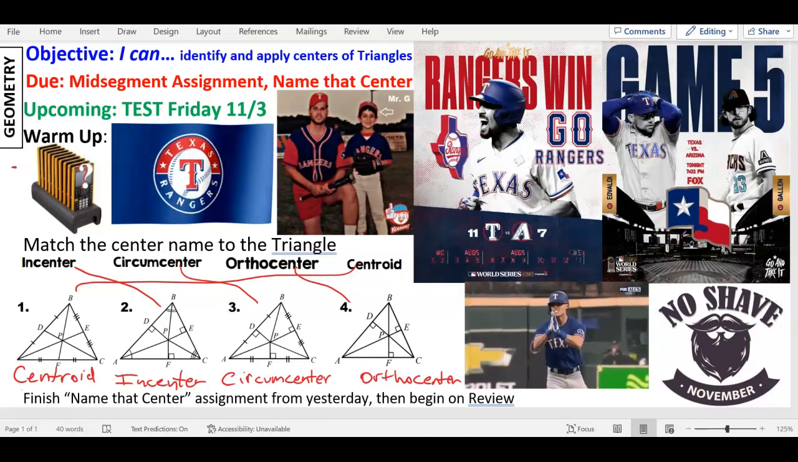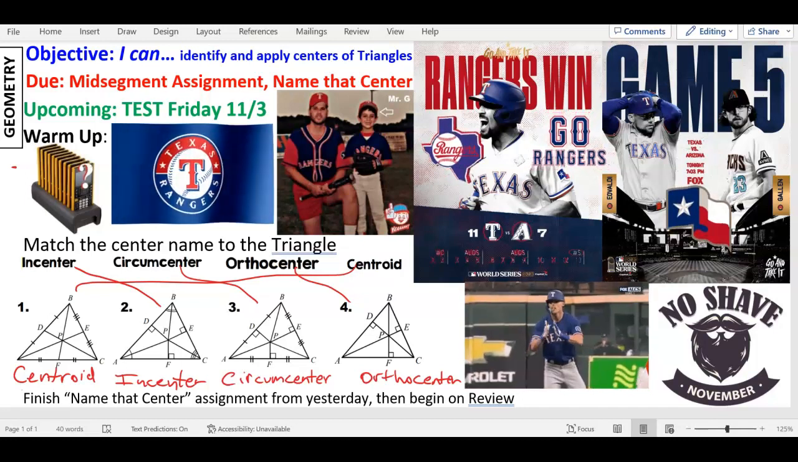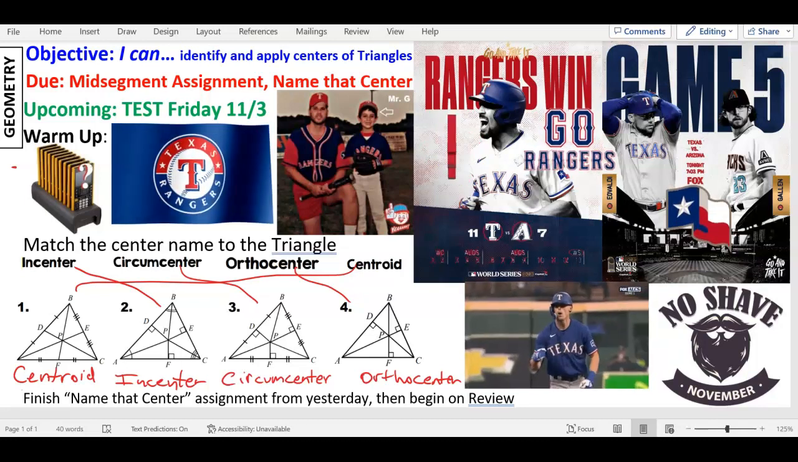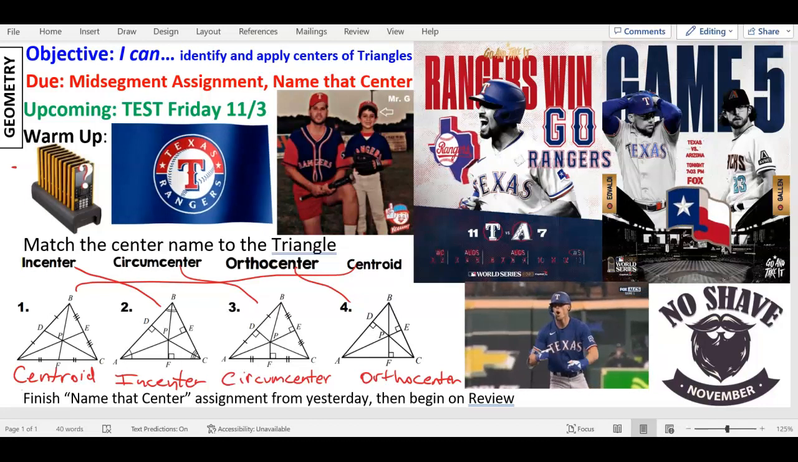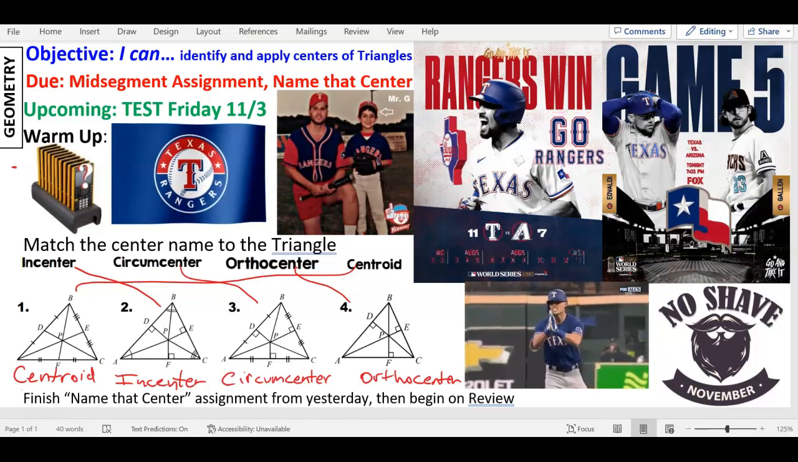Okay? Do all of it, matching. So work on that assignment today. Name that center. That's due. When you finish, you can work on the review. The review is next to the turn-in bin, or you can work on makeup work. And if you still need to fix a quiz, I'll let you know. Okay? Let's get started.